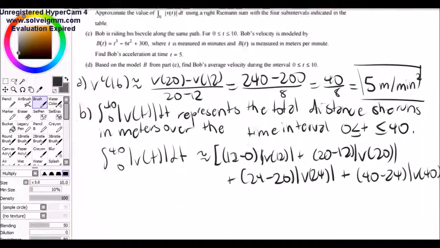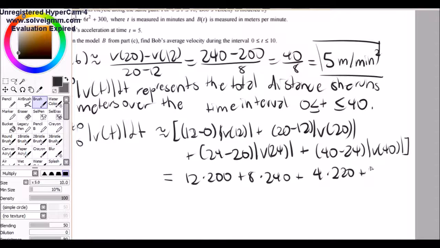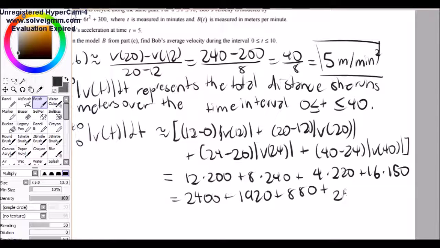Then we substitute in values and simplify a little bit. We get 12 times 200 plus 8 times 240 plus 4 times 220 plus 16 times 150. Simplifying a little more, 2,400 plus 1,920 plus 880 plus 2,400. Adding this all up, we get 7,600 meters.